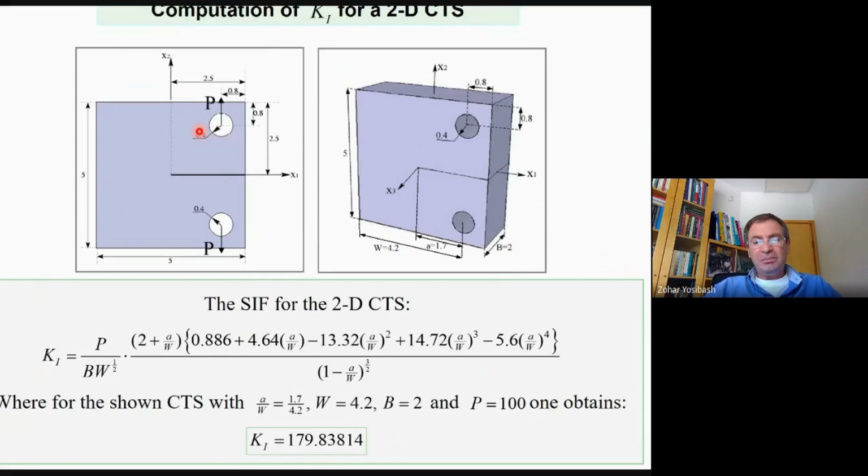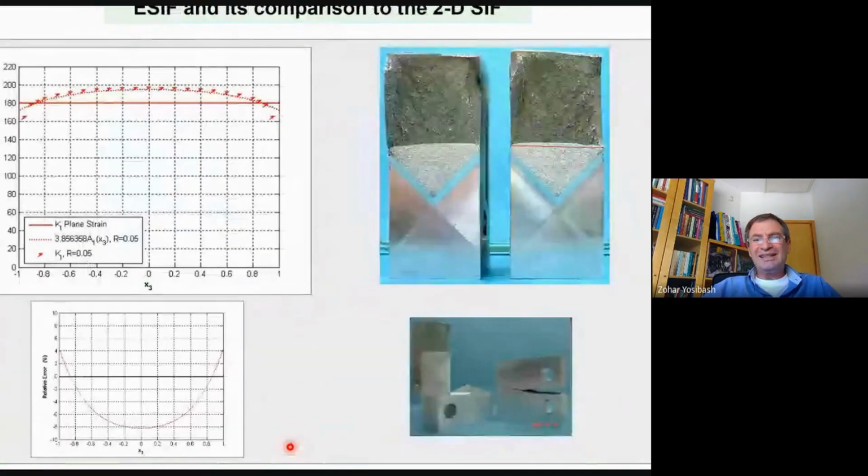So if we take P, for example, we normalize P over B omega, so we take P100, these numbers, we get K1C, which will be in 2D. If you would compute this problem as a 2D problem, you see K1 is close to 180. Now, if we look at the 3D solution, you see it over here. This is the 2D solution, the red line here. And the 3D solution, you can see it up here. You can see that it gets almost to 200 in the middle, and it's a little bit lower at the ends.